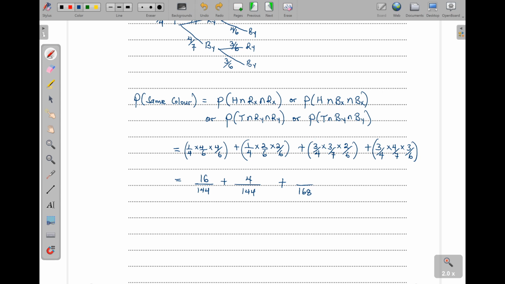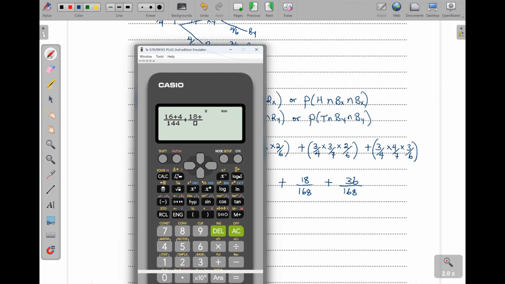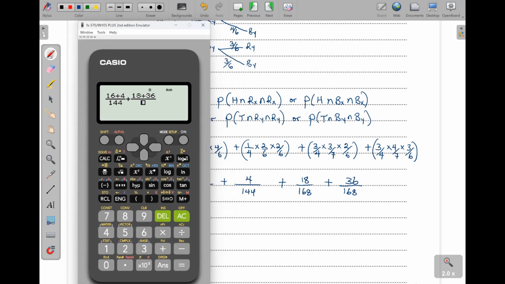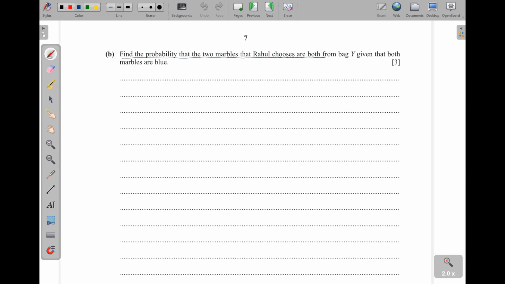Then 9 times 2, that one will give us 18. Also, this one is 168. And then we have 9 times 4, which is 36. So we have 16 plus the 4. Then all of them are over 144. Okay, then I can add. I also have another fraction where we have 18, then plus 36, and then down it is 168. So it is 29 over 63, simplified.